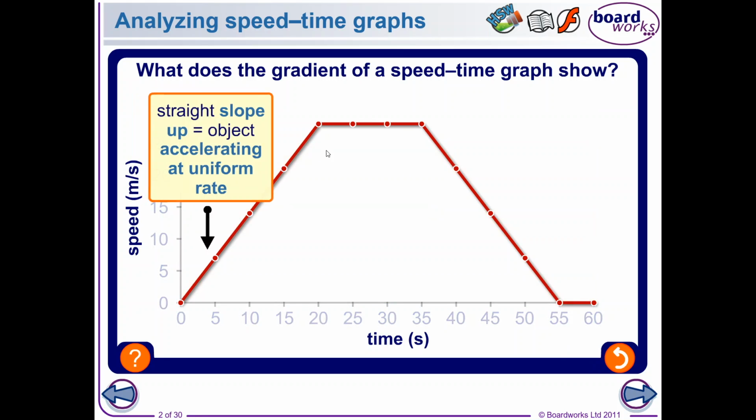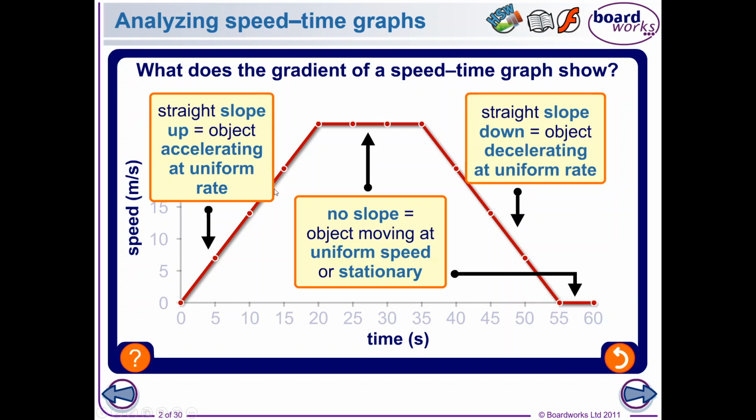So on a speed time graph, if the line is going up like this, that means it's accelerating, because between 0 and 5 seconds it's getting faster because the line's getting higher. The higher up the line, up the scale, the faster it's going. So a line going upwards shows it's accelerating. If the line goes downwards like this one, it means it's decelerating, it's slowing down.